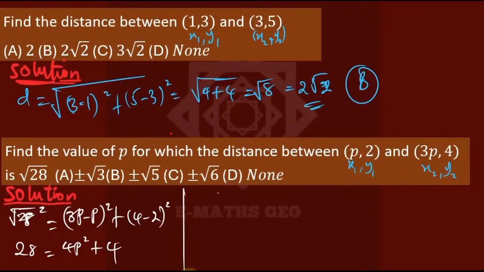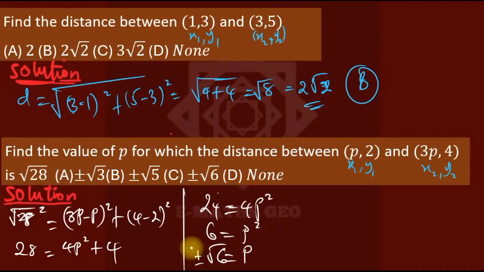So continuing, we have 28 minus 4 is 24, which is equal to 4p squared. So 6 equals p squared, which implies that p will be plus or minus root 6. Yes, the square root of a number is always plus or minus. So that becomes option C.